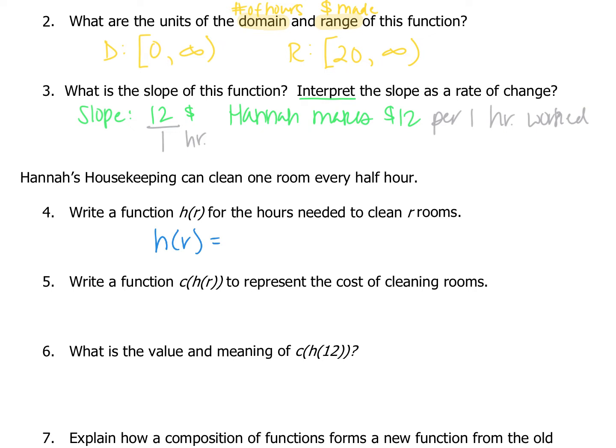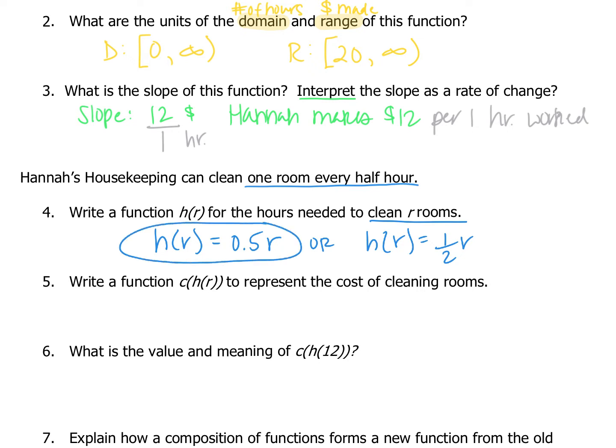Well, we're looking at the information that we clean one room every half hour, and we're needing to clean our rooms. So think about how I can write a half hour, maybe as a decimal or as a fraction. Well, that's going to be a 0.5, or I could say as 1/2. Either way, you're timesing that by r, which is the number of rooms. So we can put 0.5r, or if you like fractions, you can put 1/2 r. I will probably be sticking with the first equation, but either one should work.